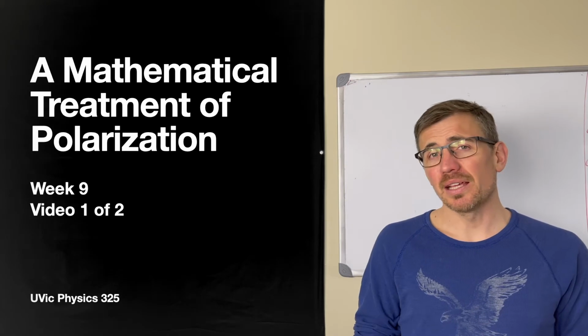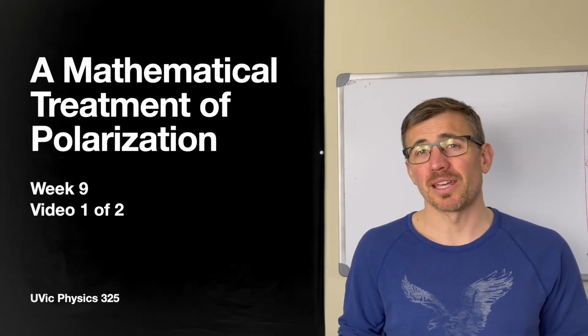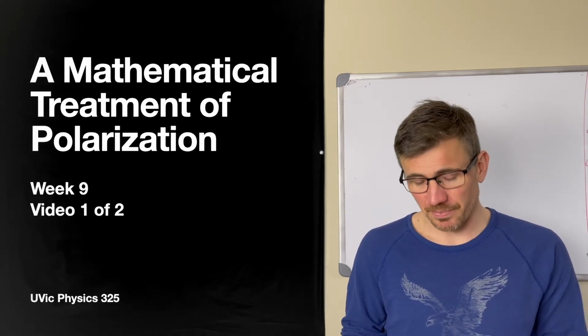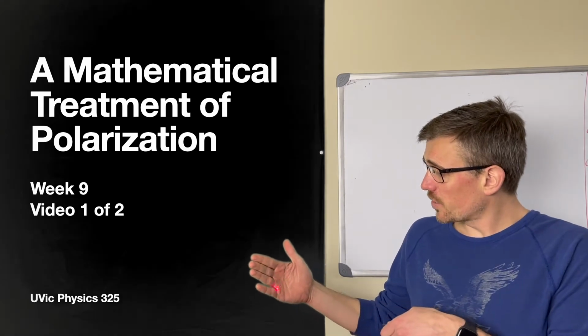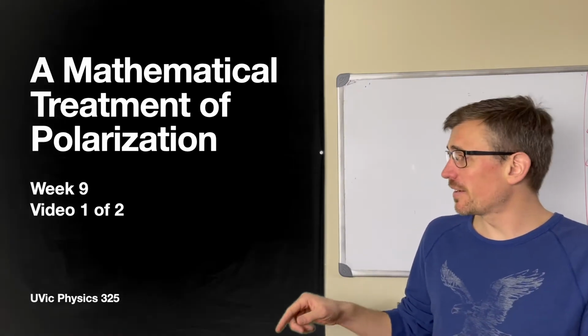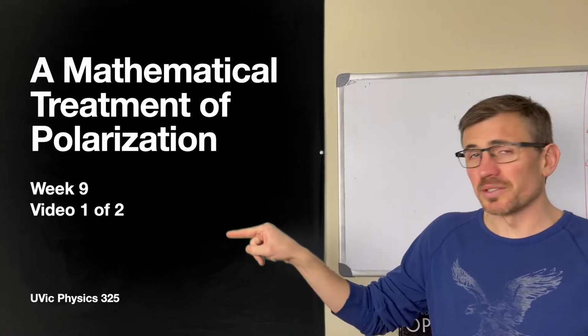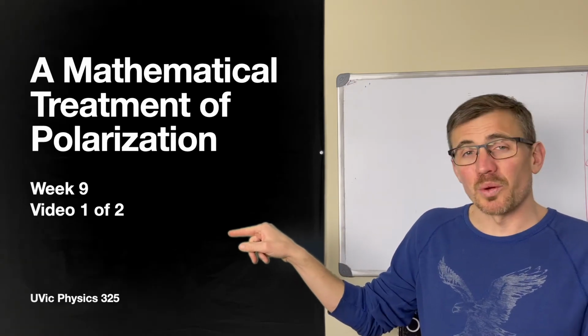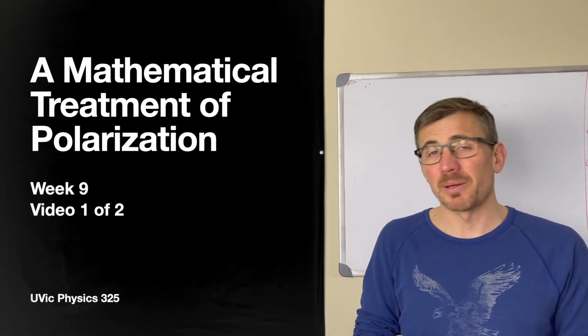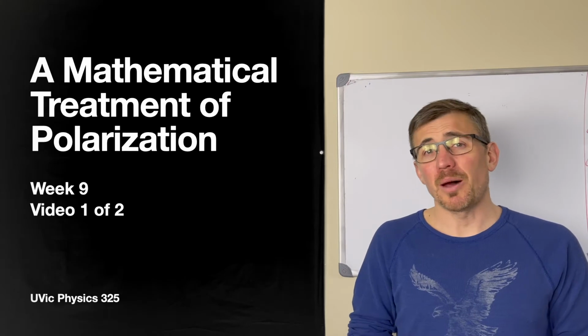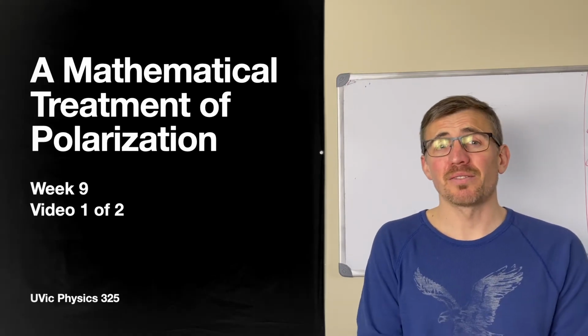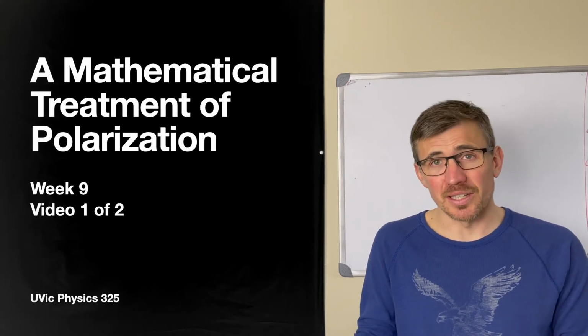So today, and for the rest of this week, we're going to be talking about the phenomenon of polarization. Light is a transverse wave, meaning that as it propagates, it wiggles orthogonal to its propagation direction. We've, up until this point, mostly neglected the fact that there's a direction to this oscillation.